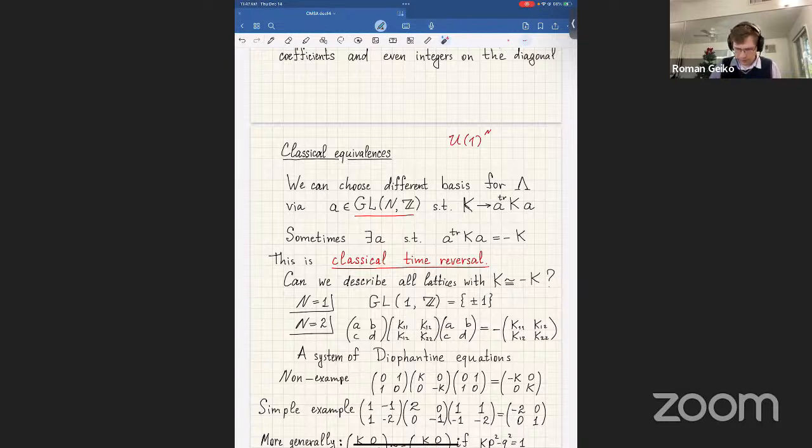to accommodate time reversal. But also one can say that the signature of K is minus the signature of minus K. So time reversal changes the sign of the signature, and one-dimensional lattices have signature 1, so they cannot even potentially be time reversal symmetric. All right, but in 2 dimensions we have enough freedom. So in order to solve classical time reversal equations, we need to solve this type of equations. So we have 3 Diophantine equations, and I'm not sure if anybody solved them.